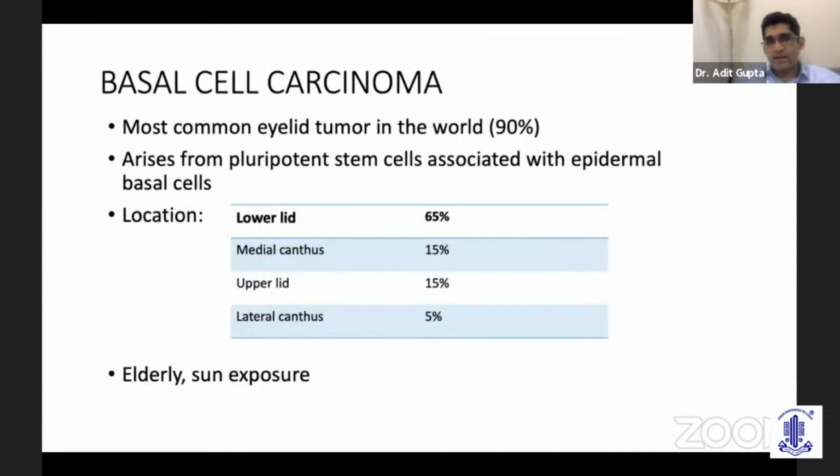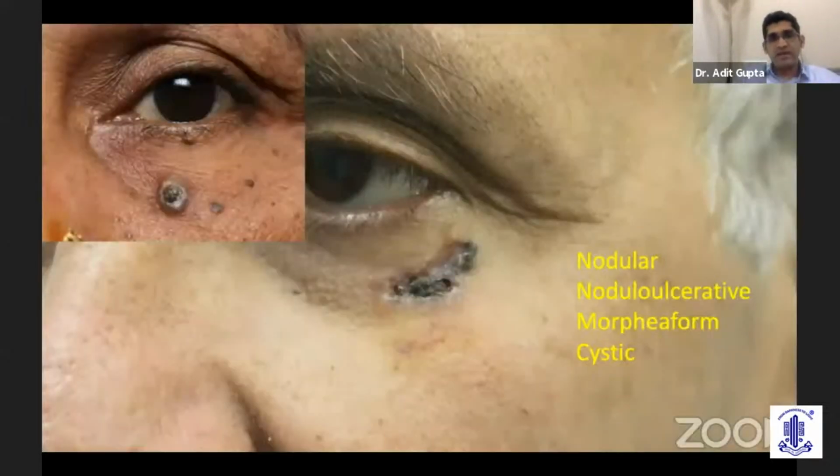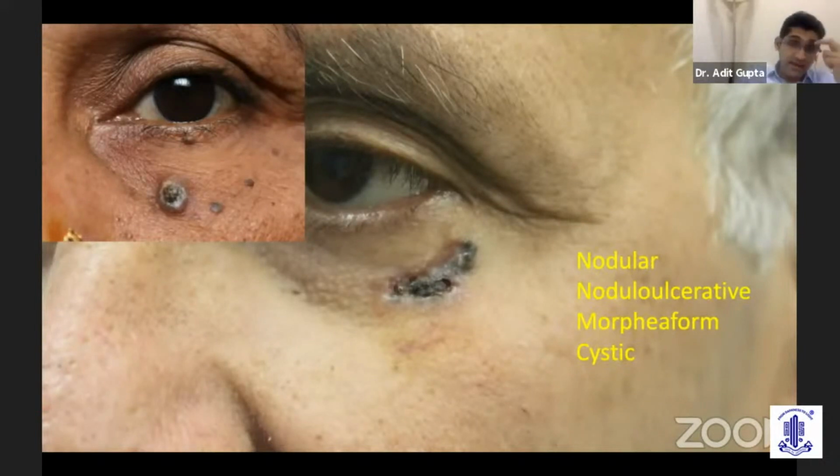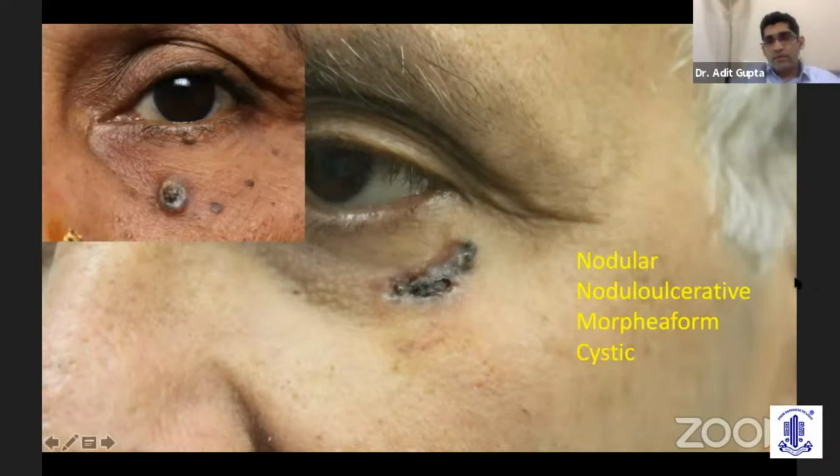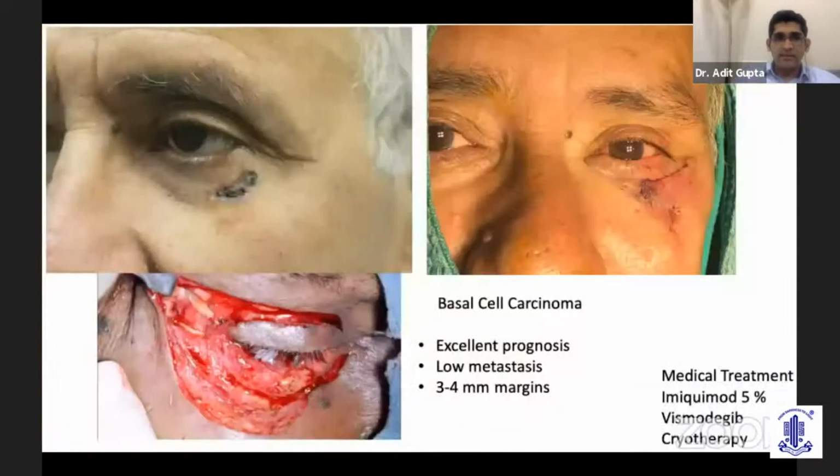The most common site is the lower eyelid, followed by the medial canthus. Sun exposure is one of the most important factors associated with basal cell carcinoma. Now, beware that not all basal cell carcinomas involve the eyelid margin. There are certain basal cell carcinomas, most commonly found on the lower eyelid skin like this, where there is a lucid interval between the eyelid margin and the basal cell tumor. The four morphological forms of basal cell carcinoma are nodular, nodulo-ulcerative, morpheaform, which is more resistant to treatment because it is superficially spreading, and the cystic variant.